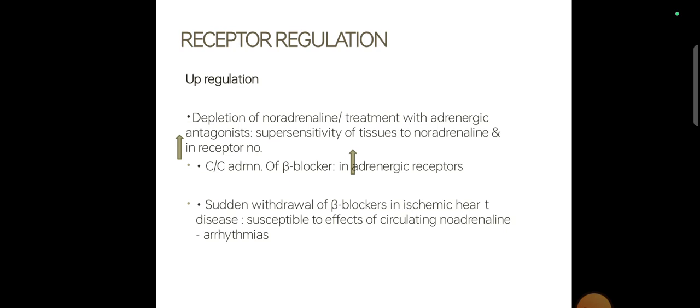Upregulation: depletion of noradrenaline or treatment with adrenergic antagonist causes supersensitivity of tissue to noradrenaline and an increase in receptor number. Sudden withdrawal of beta blocker in ischemic heart disease makes the heart susceptible to the effect of circulating noradrenaline, causing arrhythmias.